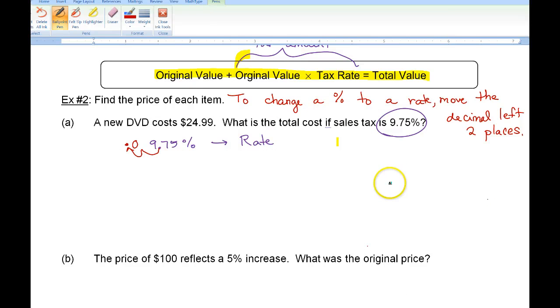Okay, so now we're going to put it into this formula. What's the original value? Right here, $24.99 is the original. So it's going to be $24.99 plus $24.99 times the rate.